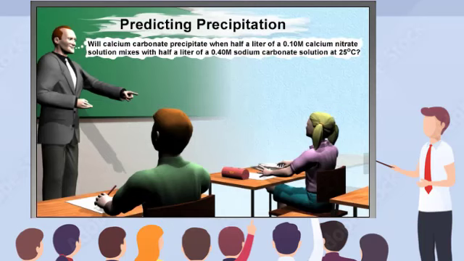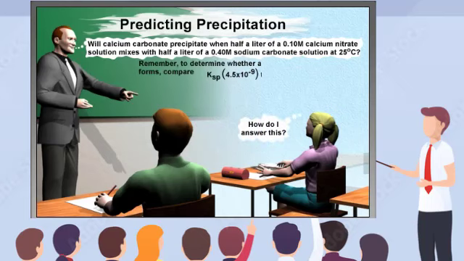Suppose you are asked, will calcium carbonate precipitate when half a liter of 0.1 molar aqueous solution of calcium nitrate mixes with half a liter of a 0.4 molar sodium carbonate solution at 25 degrees Celsius? At first, this may look like an intimidating question, and you might think, how do I even begin to answer this question? Remember, in order to determine whether a precipitate forms, you need to compare the Ksp value of the ionic compound to the Q value for the ion concentrations of the mixed solutions.